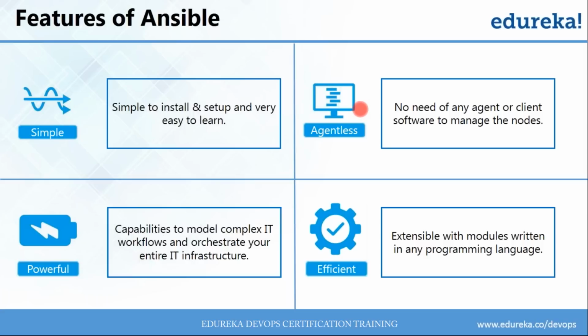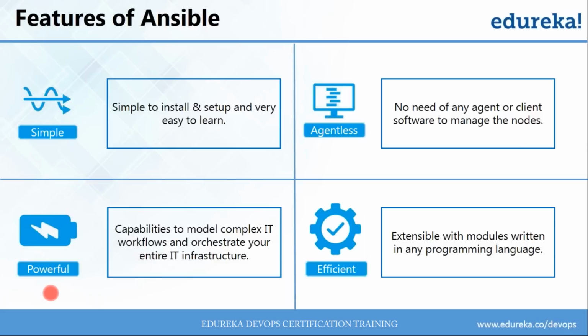The next feature because of which Ansible is preferred over other configuration management tools is because it's agentless. It means that you do not need any kind of agents or any kind of client software to manage your node machines. All you have to do is install Ansible in your control machine and just make an SSH connection with your nodes and start pushing configurations right away.